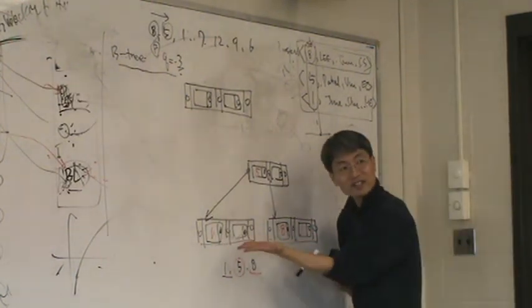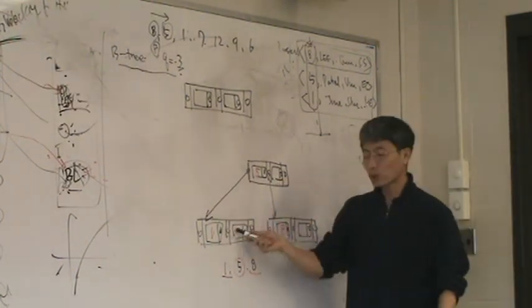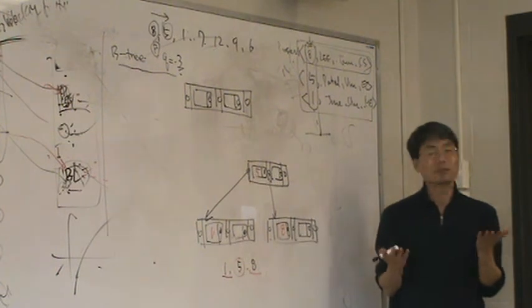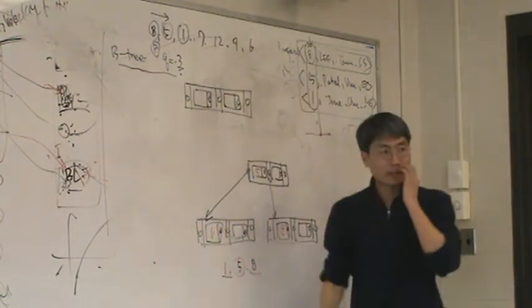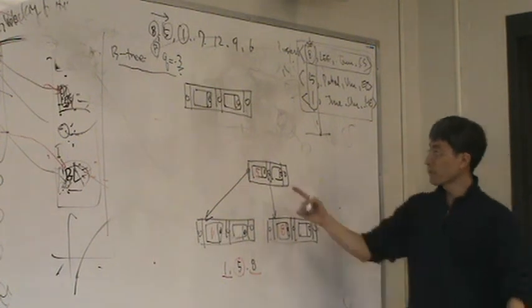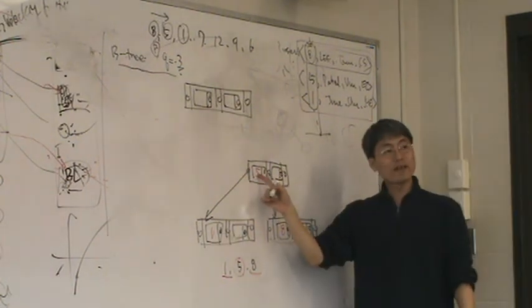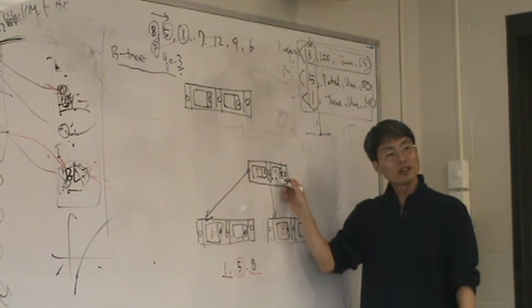Is it balanced? Yes, it's balanced. 1, 2, 1, 2, same level. Then we did this. What about 7? Next. 7 is bigger than 5, so going to here? No.